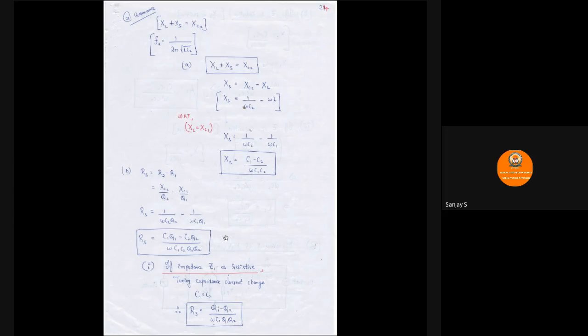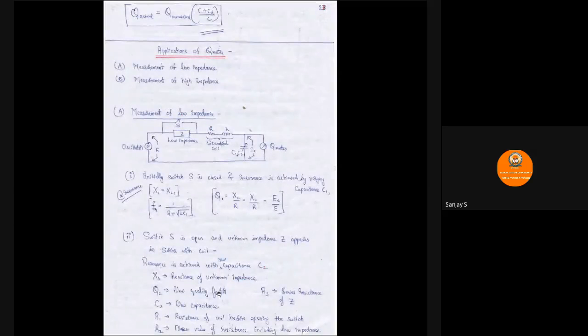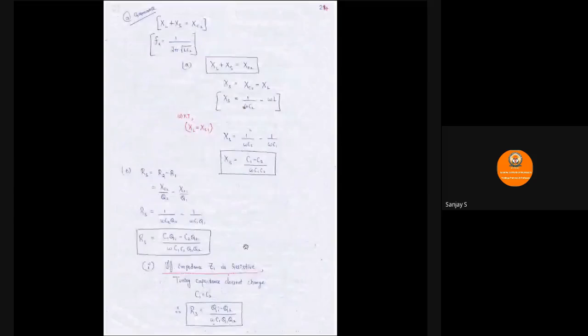Now here, as I told you, RS is nothing but series resistance of the impedance, and XS is the reactance of the unknown impedance. Unknown impedance is nothing but the low impedance that we have connected. So we have got the resistance and reactance of the unknown impedance that is being connected.